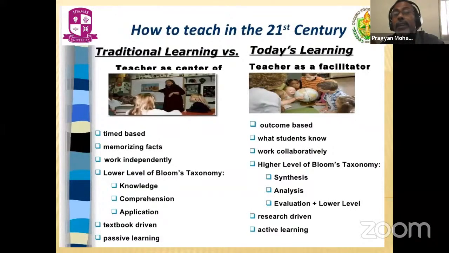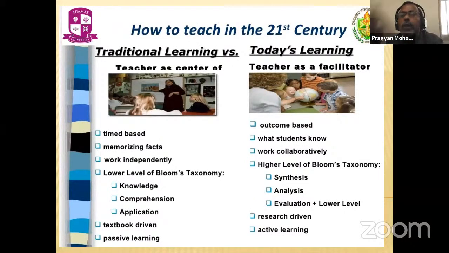So the students were passive learners. They did not have the chance for active participation. They could not impart their ideas, their knowledge, their needs in front of the teachers. So these were certain limitations that were there in traditional learning.